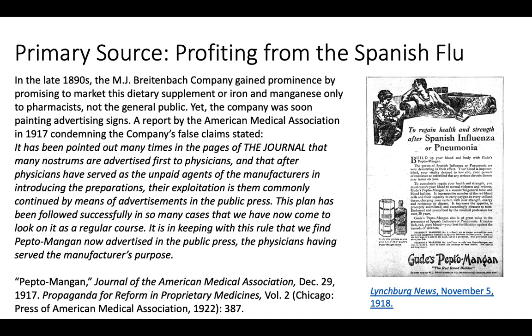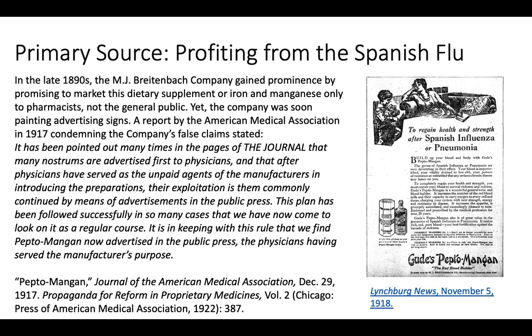Here again, we can think about an example from a historical period. Here is an advertisement made by the M.J. Breitenbach Company for their product called Pepto-Mangan, a dietary supplement of iron and manganese, which was promising at this time to be a restorative for the Spanish flu. In the late 1890s, the company had gained prominence by promising to market the supplement only to pharmacists and not the general public. Very soon, however, the company was advertising publicly its products.